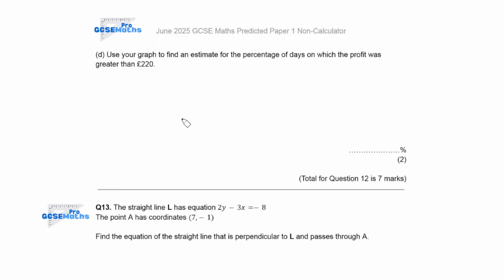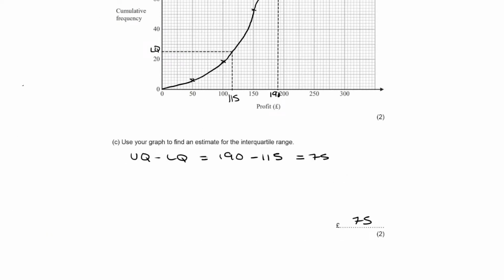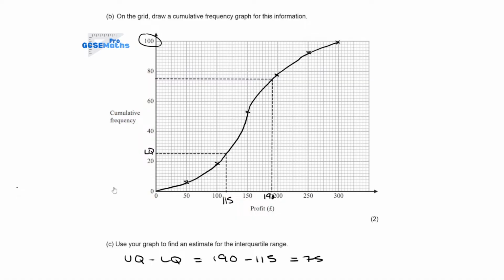Now I do also have a part D on the next page, so we'll keep flipping back. Part D: use your graph to find an estimate for the percentage of days on which the profit was greater than £220. Now this is different because I'm going to use my x-axis for £220 and go back to the number of days, which was the cumulative frequency in this context, wasn't it? So 220, let's come back to my graph.